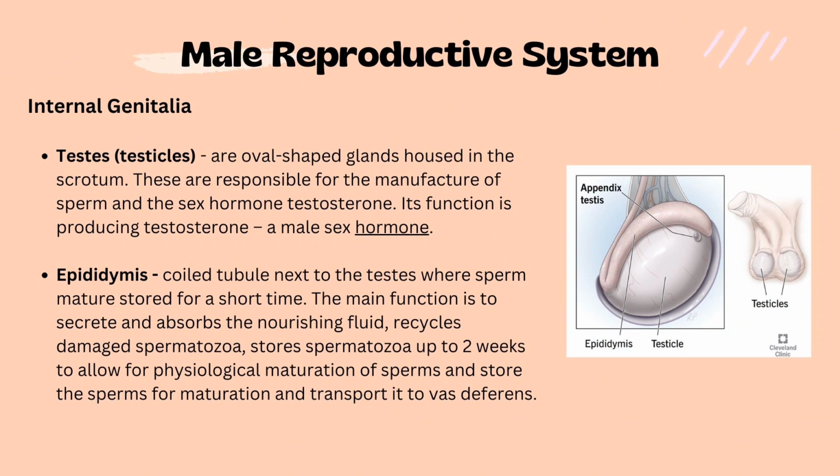Second one is epididymis. As you can see man sa picture, are sa top sang testicles, and where sperm mature and are stored for a short time. Ang main niya gid nga function is ang sperm maturation and storage at the same time.